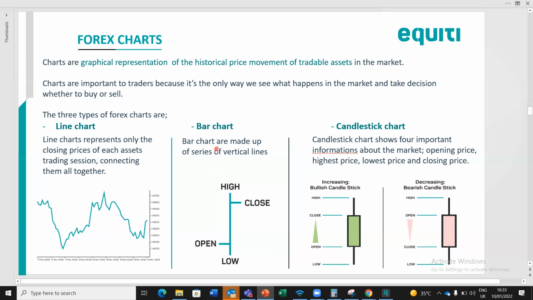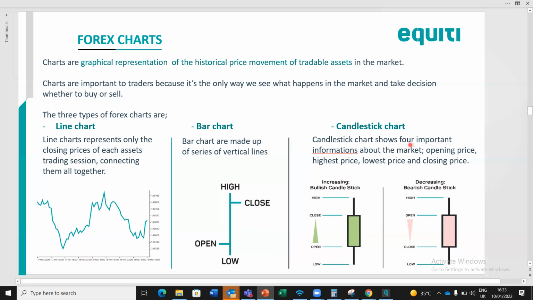Right. The next is the bar chart. The bar chart is made up of a series of vertical lines, especially looking like this. Now I'm going to show you these on the trading platform. So we have the bar chart, which looks like this, having the open, the low, the close, the high, and also the low. And then we have the third, which is the candlestick chart.